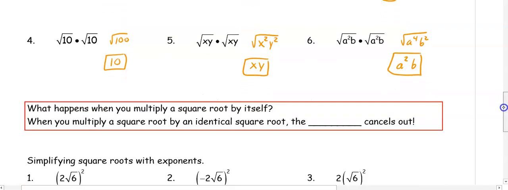So what happens when we multiply a square root by itself? When you multiply a square root by the identical square root, the root cancels out, and we're left with just the number.